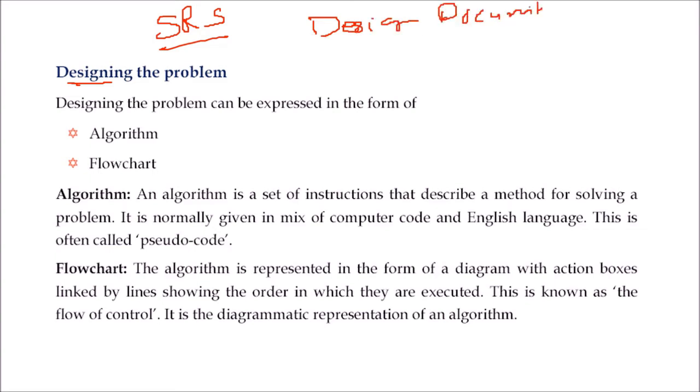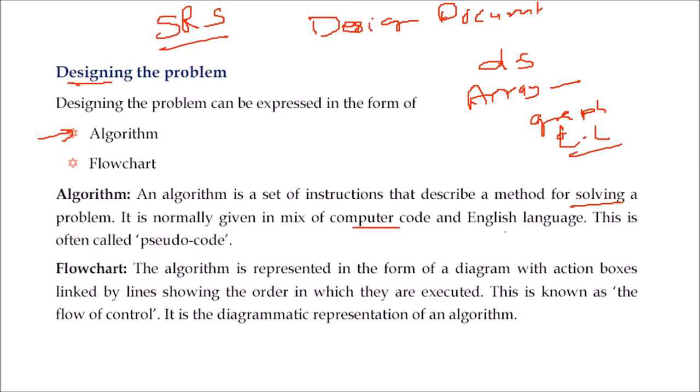In designing, you have to see what data structure you can use. Either you have to use an array, how much length should it be. You can use, say, a graph or linked list. Any data structure you can use, what will be the best for that. And right now, in simple terms, you can make an algorithm. So an algorithm is a set of instructions that describe a method for solving a problem, and it is a mix of your computer code and English language. That is why it is called a pseudocode.